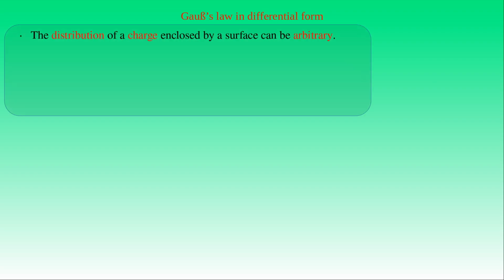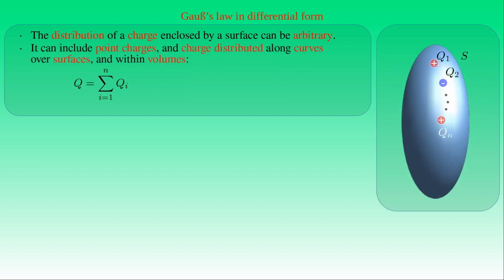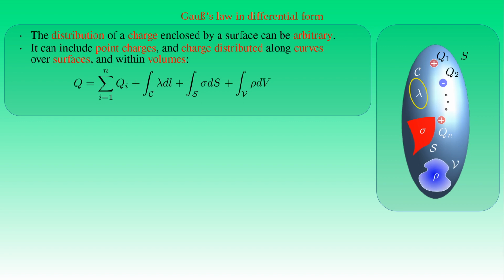In the next step, we will extend Gauss's law to electric fields due to continuous distributions of charge, where the distribution of a charge enclosed by a surface can be arbitrary. We can consider not only a system of point charges within a volume enclosed by a surface S, but also a charge distributed continuously along a curve C with the linear charge density λ, over a surface S with the surface charge density σ, or in a volume V with the spatial charge density ρ, all enclosed by the surface S.